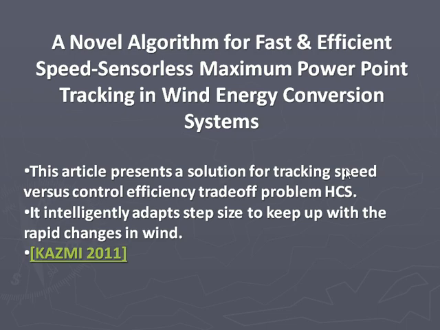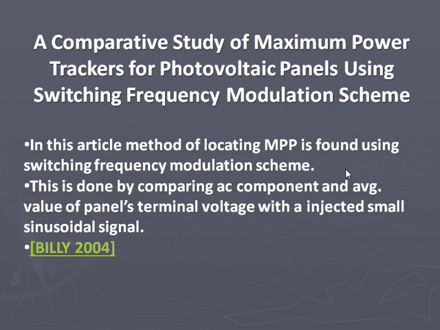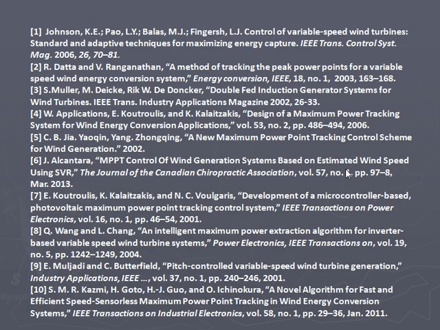The other paper is comparative study of maximum power point tracking for photovoltaic cells. In this method, the MPPT calculation is focused on frequency modulation scheme, switching frequency modulation scheme. This is done by comparing the AC component and the threshold level, terminal voltage of the solar panel with an injection of small sinusoidal wave. It's comparing all the three. These are some citations I found.